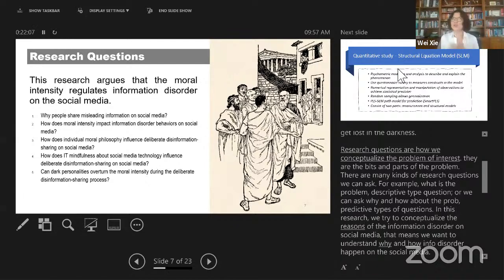Okay. So my broad research question is, why moral intensity? We think morality, or specifically moral intensity, can regulate people's information disorder behavior on social media. And under this big umbrella question, I have 5 smaller questions. Why are people sharing misleading information on social media, how does moral intensity impact information behaviors on social media, and how does moral philosophy influence people's deliberate disinformation sharing on social media.